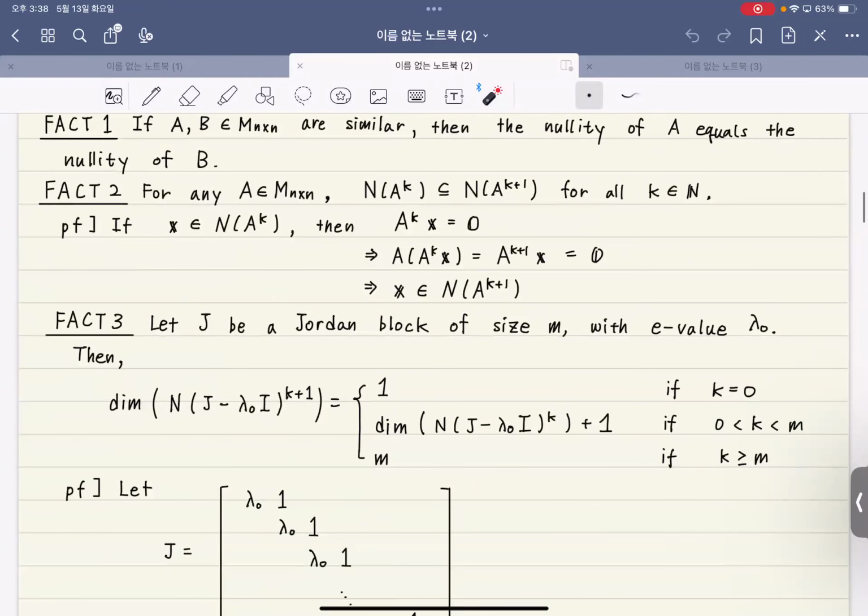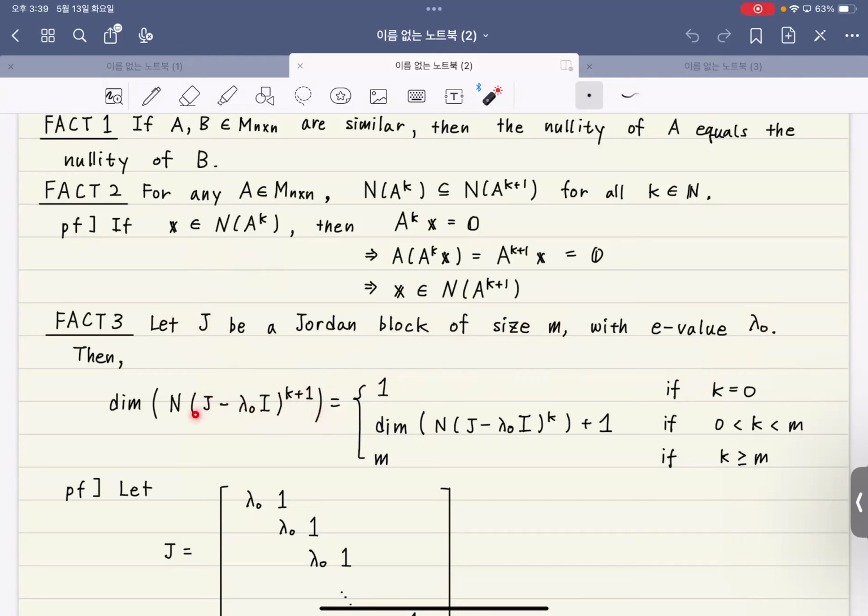Okay, and fact number 3. Fact number 3 is somewhat ambiguous. It tries to prove some very weird identity. So what does it say? I have a Jordan block. This is not a Jordan form, but a single Jordan block whose size is m. So this is an m by m matrix with eigenvalue lambda 0. Then this fact number 3 is trying to say something about the nullity, or dimension of the null space, of this matrix, right?